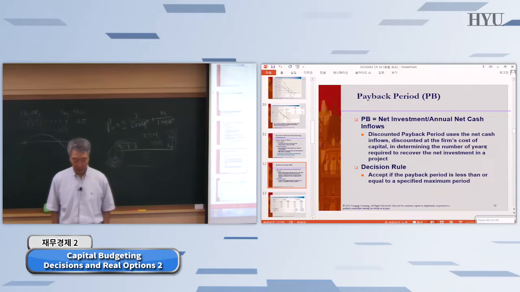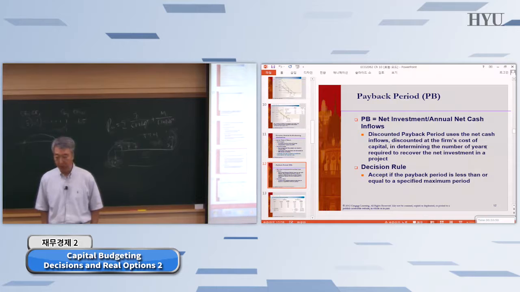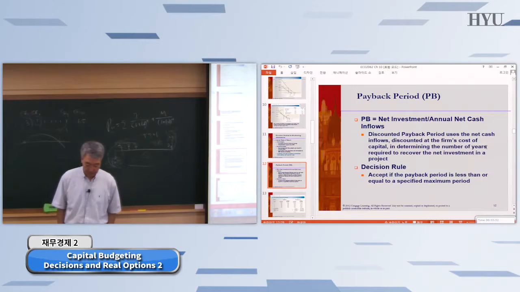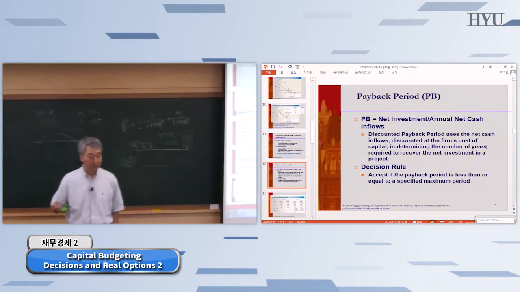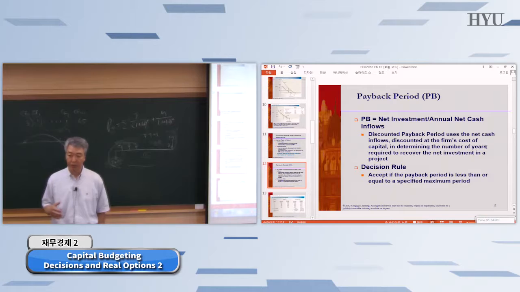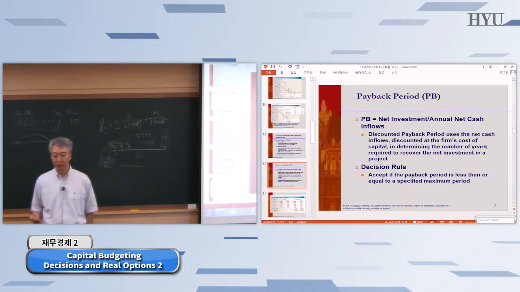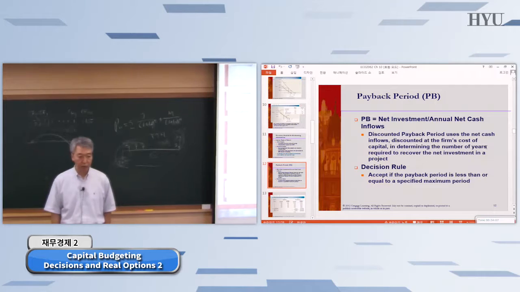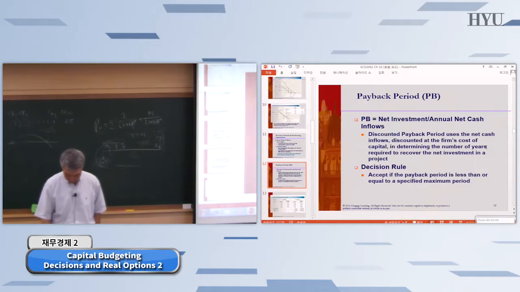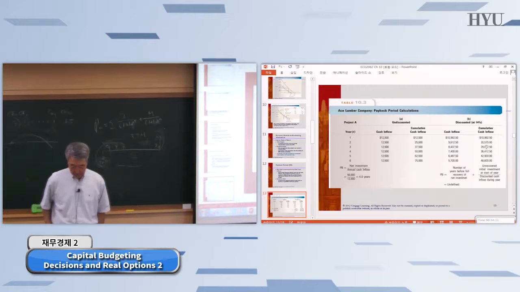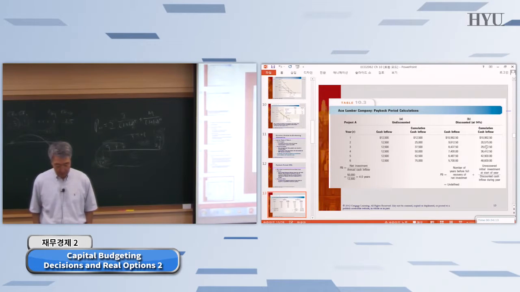Well, if the payback period is less than or equal to specified maximum period, then you should accept it, right? In other words, for some reason you have decided that it shouldn't take more than 5 years to recover the initial investment, right? Then if the payback period is longer than 5 years, then you should reject it. Right? That's a very simple idea. Okay? So here they give some examples.